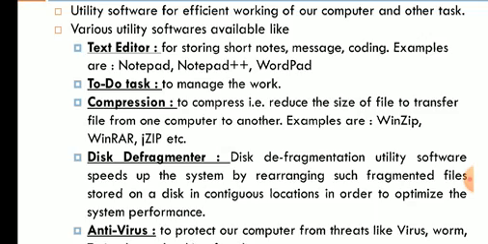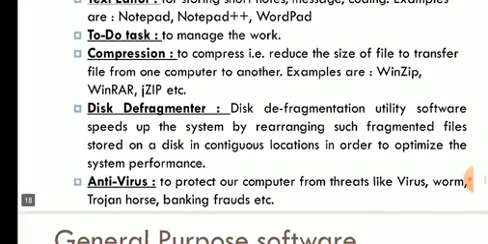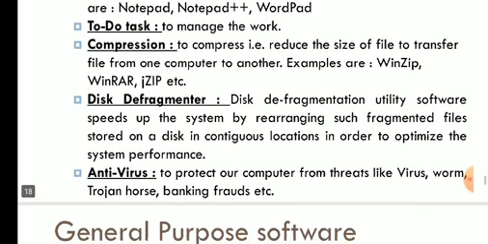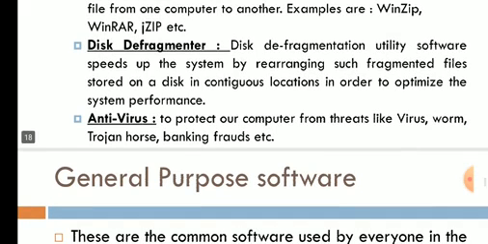To do tasks, to manage our work. Compression software, which will be used to reduce the size of a file when we are transferring from one computer to another computer. Examples are WinZip, WinRAR, Zip. All those things will be called as compression software. That is also one of the utility software. Next we'll move on to the next thing, disk defragmenter.